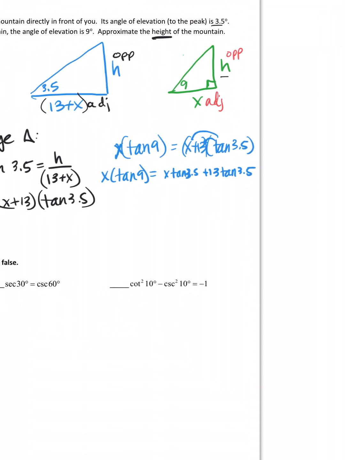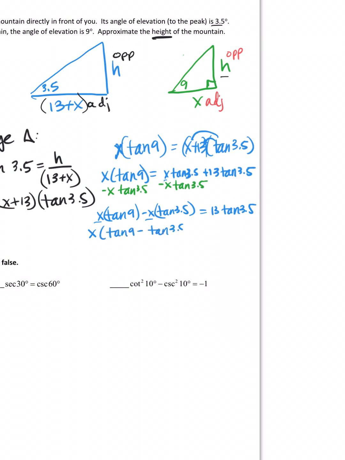All right, why did we do that? We did that because we need the x terms to be together on one side, don't we? So I'm going to subtract x tangent of 3.5 from both sides. And then what do I get? I get x times the tangent of 9 minus x times the tangent of 3.5 equals 13 times the tangent of 3.5. Now, that looks really gross, right? But that's okay. We're going to get there. I can factor out an x out of both of these. So I'm going to do x times the tangent of 9 minus the tangent of 3.5 equals 13 times the tangent of 3.5.